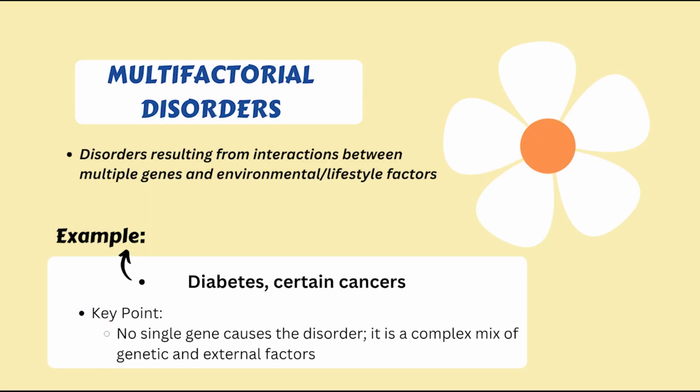Multifactorial disorders are complex. They occur when multiple genes interact with environmental and lifestyle factors, such as smoking, diet, or exposure to toxins. Common examples of multifactorial disorders include diabetes and certain types of cancers. In this case, no single gene is responsible. Instead, it's the combined effect of many factors that leads to the disease.